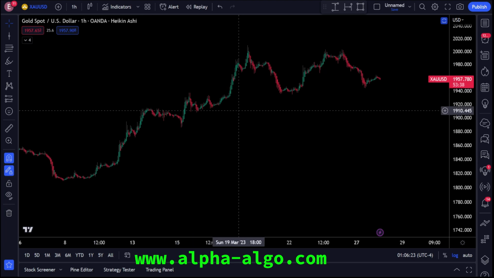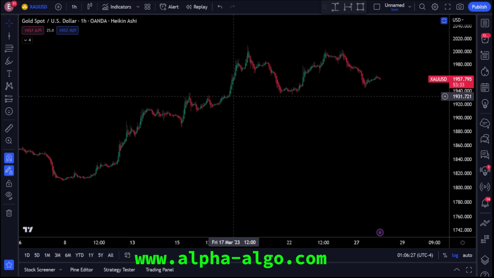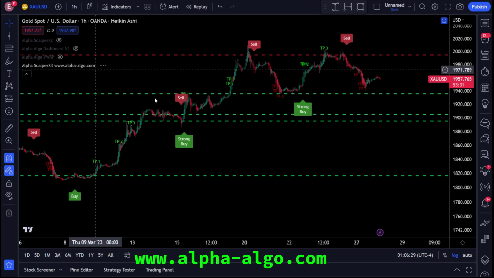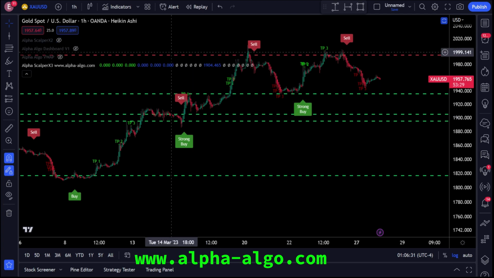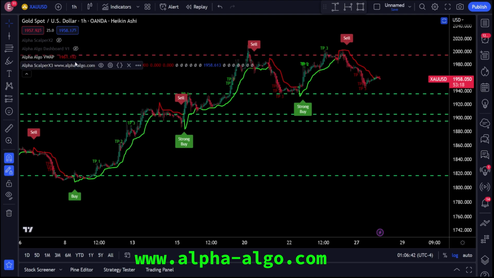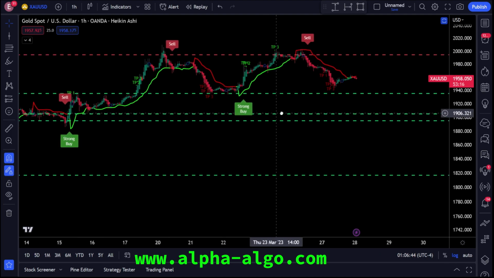So how do you use Alpha Scalper version 3, for example? To use version 3 right here, or strategy 3 to be specific, you're going to use it with our amazing VWAP, one of our bread and butter indicators that we created.